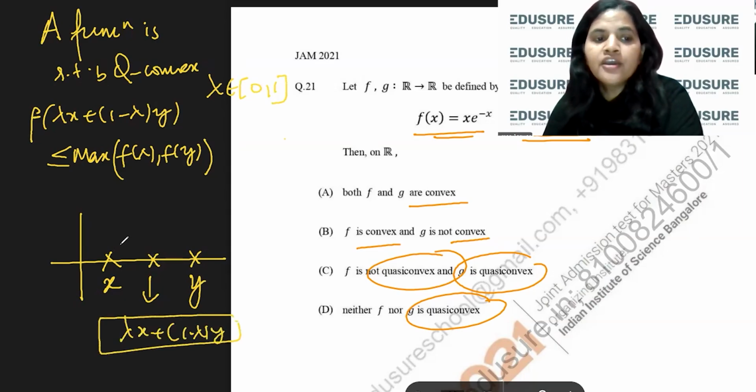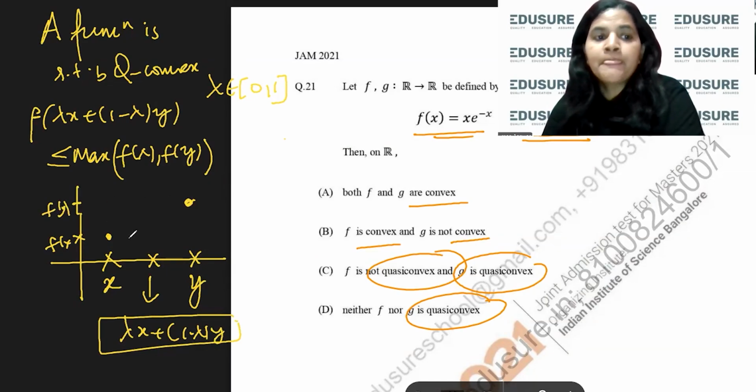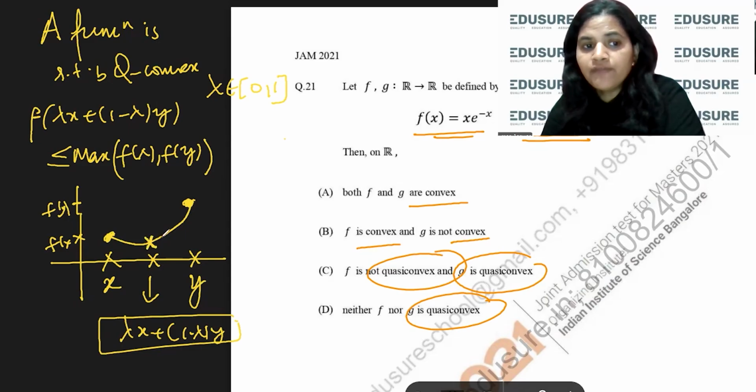That you should know. What it is trying to say is that this is my f(x) and suppose this is my f(y). So this is f(x) and f(y). Now my graph should be like this: at any point between these two points, whatever my functional value is has to be less than or equal to the maximum of these two values.